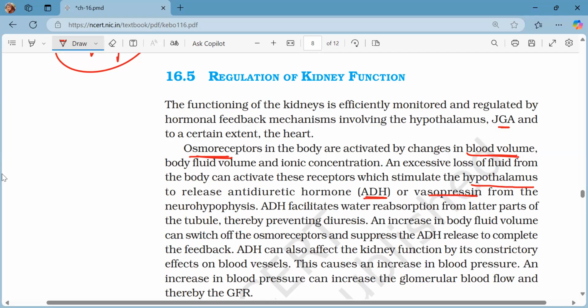Do you remember where this hormone is stored? It is synthesized by the hypothalamus, but it is stored somewhere else. Where?